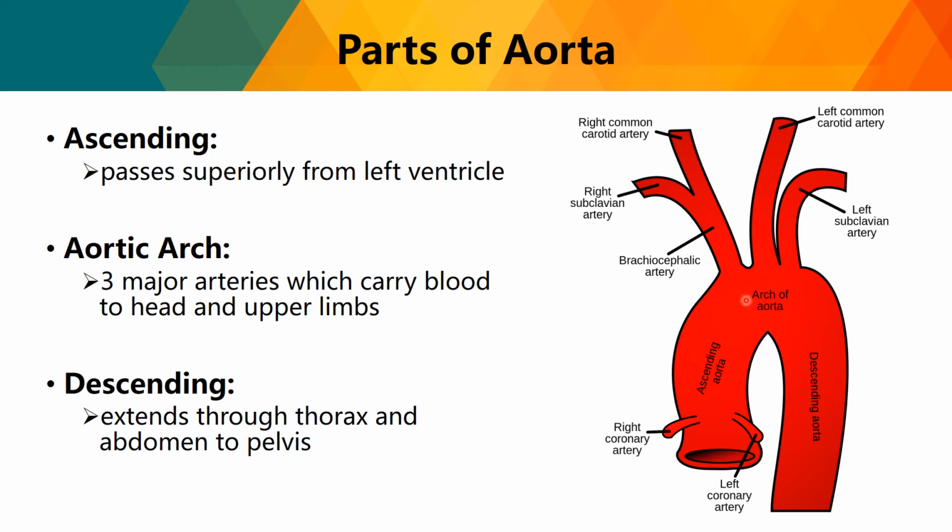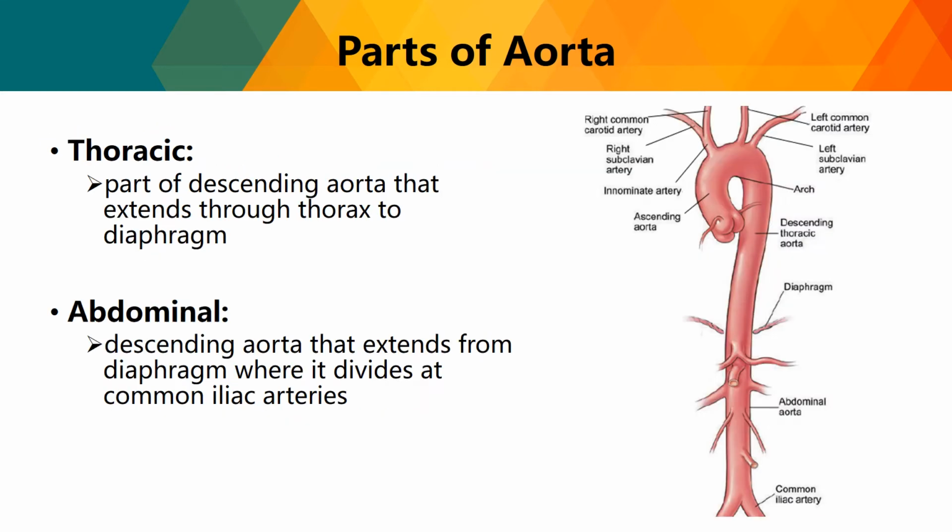And then you have the aortic arch. This aortic arch has three major arteries which carry blood to the head and the upper limbs. And then you also have your descending aorta, which extends through the thorax and abdomen to the pelvis. Your thoracic aorta is the part of the descending aorta that extends through the thorax to your diaphragm, and your abdominal aorta is the part of the descending aorta that extends from your diaphragm to where it divides at the common iliac arteries.